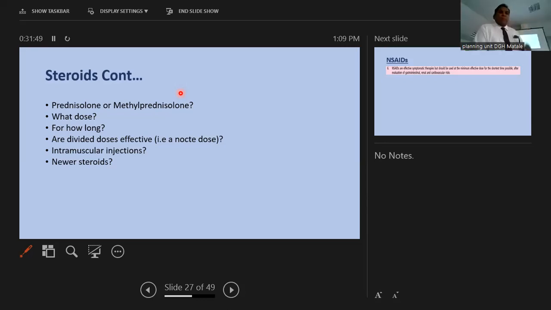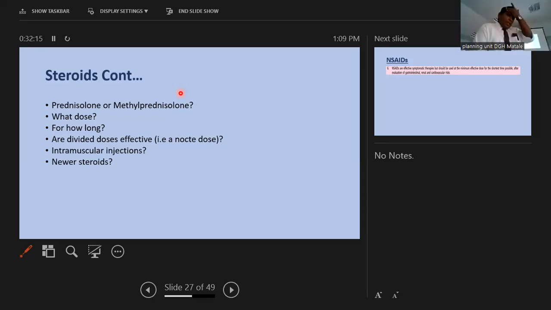For how long? Generally, we tend to continue steroids until the inflammatory markers normalize, if there is no contraindication, and until the DMARDs start acting. That could take about 2 to 3 months. So you start off with 15 and slowly taper off over the next couple of months.